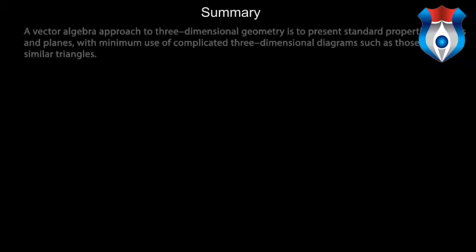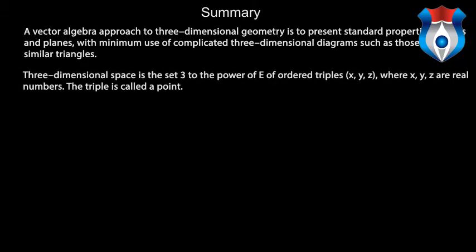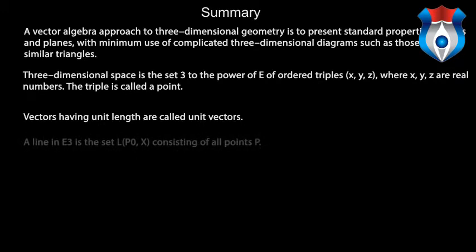Now in the end, let us summarize what we have learned in this lecture. A vector algebra approach to three-dimensional geometry is to present standard properties of lines and planes with minimum use of complicated three-dimensional diagrams such as those involving similar triangles. Three-dimensional space is a set E3 of ordered triples (x, y, z), where x, y, z are real numbers. The triple is called a point.